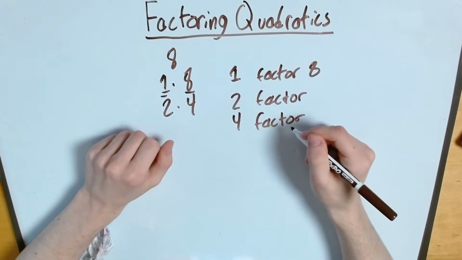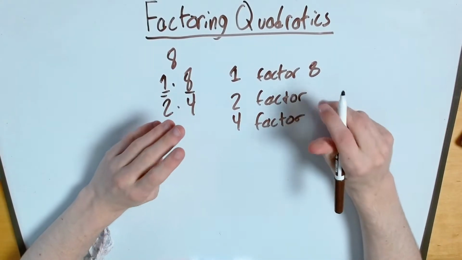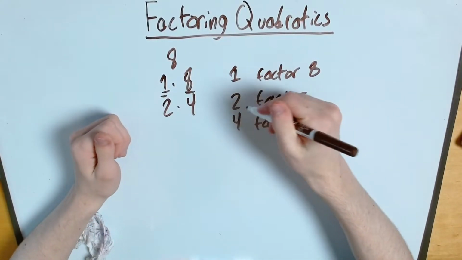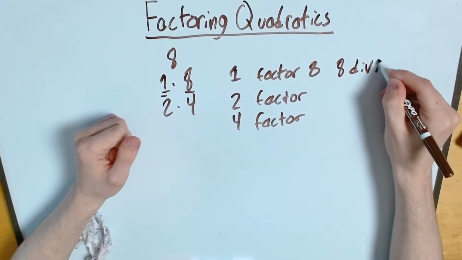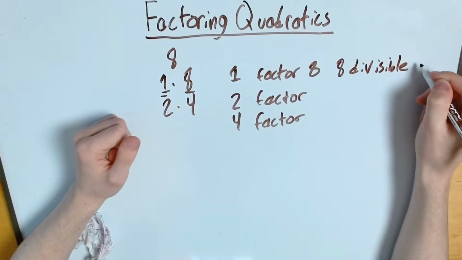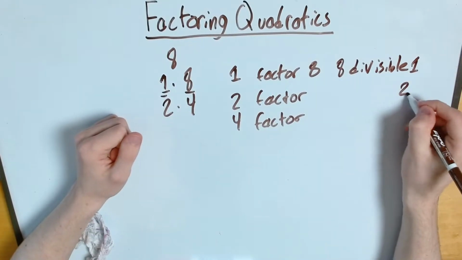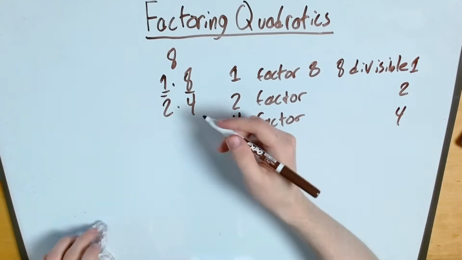Another way of saying this is saying 8 is divisible. Divisible means it can be divided by 1, 2, and 4. So we can say 8 is divisible by 1, by 2, and by 4. And of course, by 8.